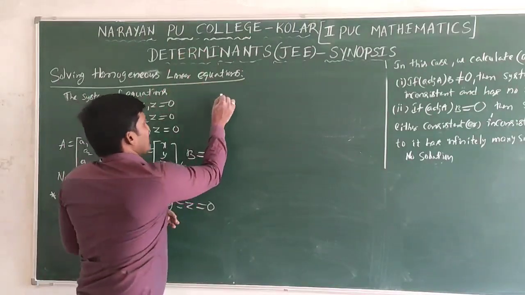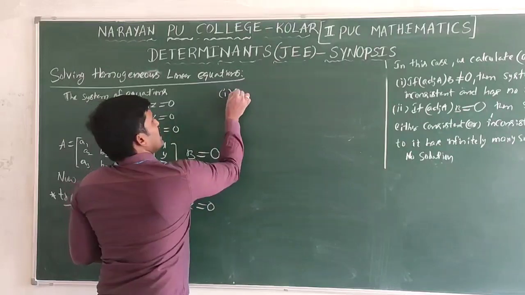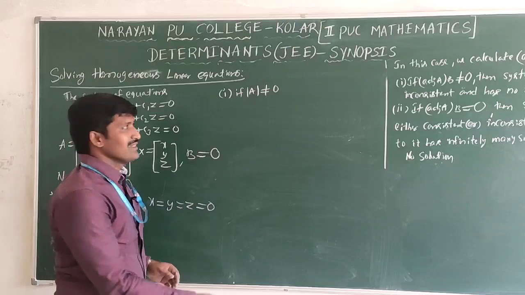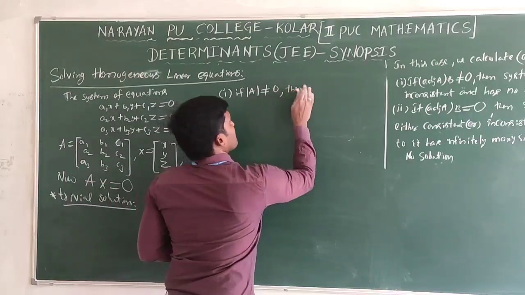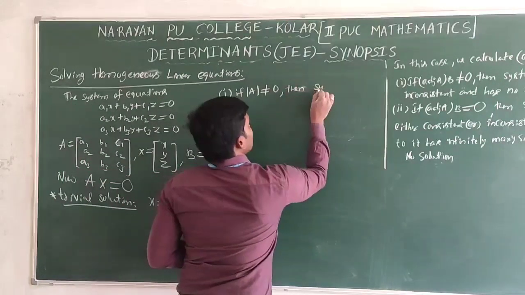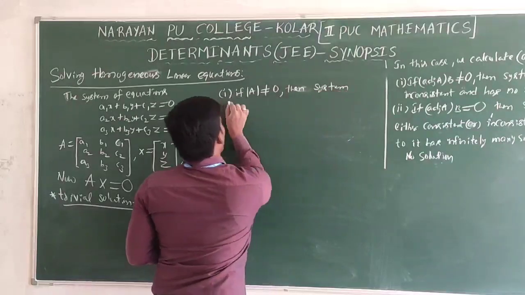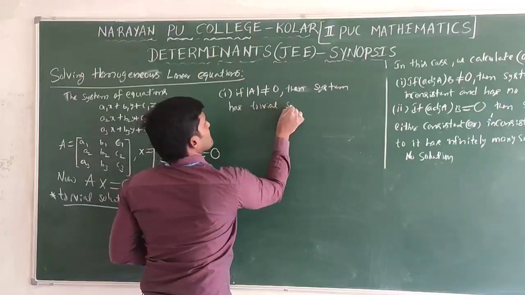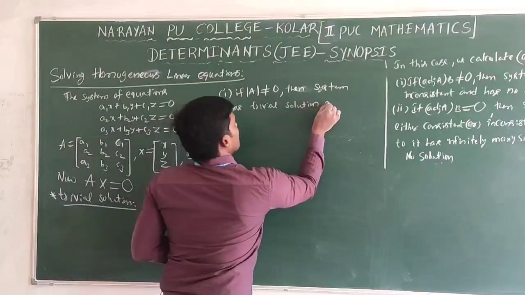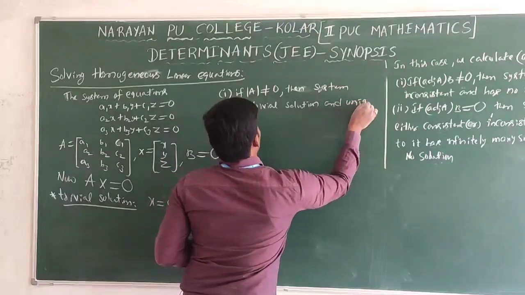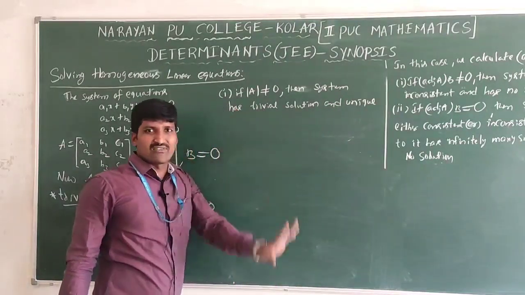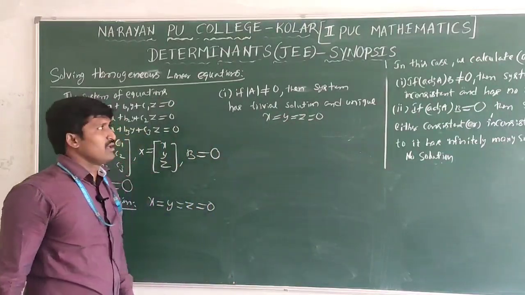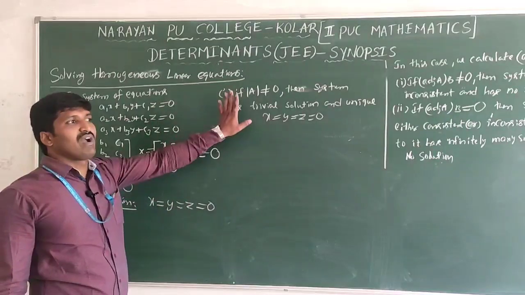Now, in the first case, if det A is not equal to 0, then the system has a trivial solution and it is unique. Unique means only one set of solution. That solution is what here? Clearly x, y, z all are equal to 0. For the trivial solution, the determinant value is not equal to 0.